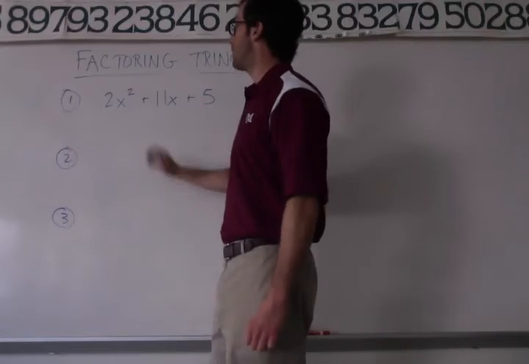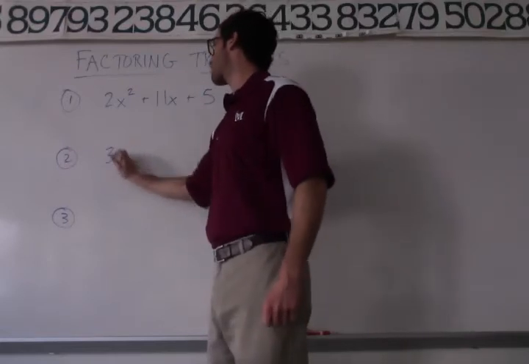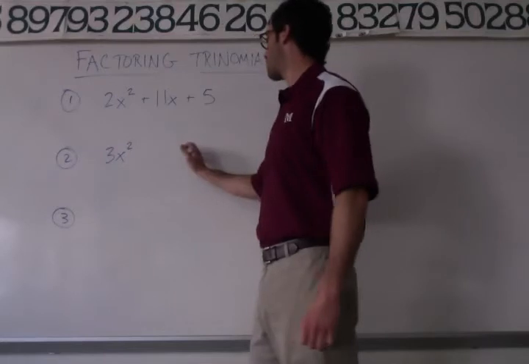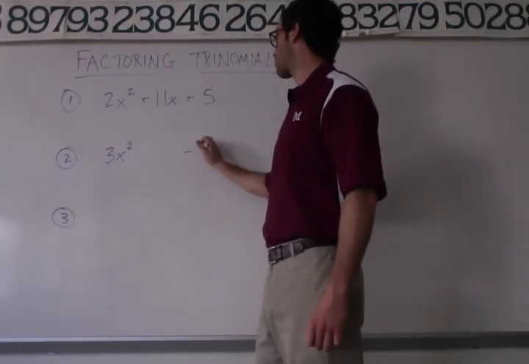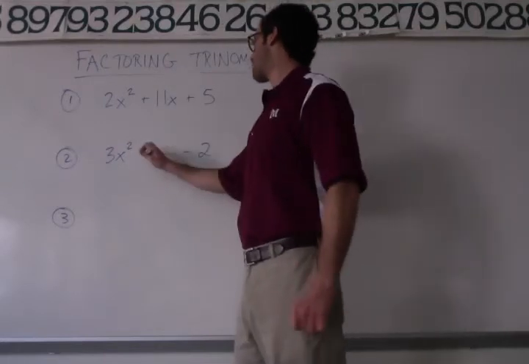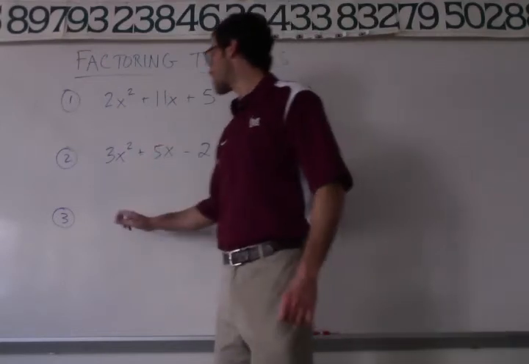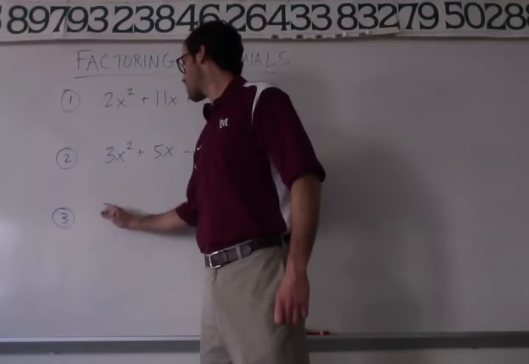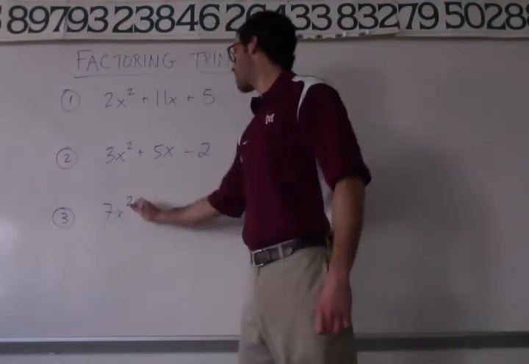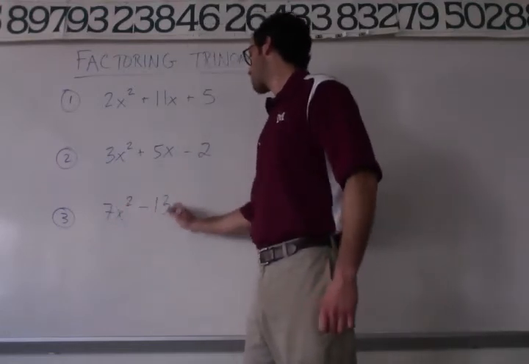That will be 1. Let's do another that's 3x squared, let's have this end in a -2, and we'll have in the middle a positive 5x. And one last one, let's do 7x squared minus 13x minus 2 again.